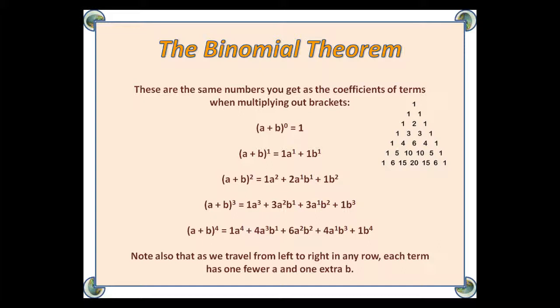Note also that as we travel from left to right in any row, each term has one fewer a and one extra b. So in the bottom row, we start with 1a^4, where the next term has only 3 a's but a b. The next one after that has 2 a's but 2 b's, etc.